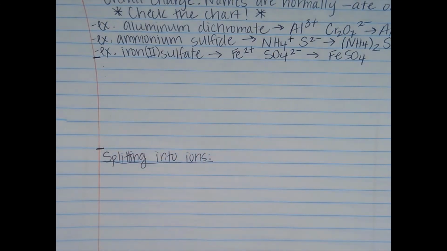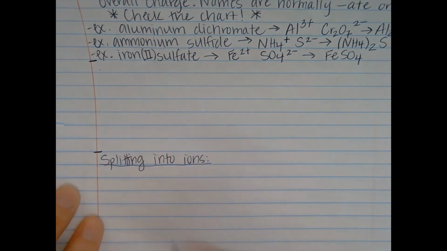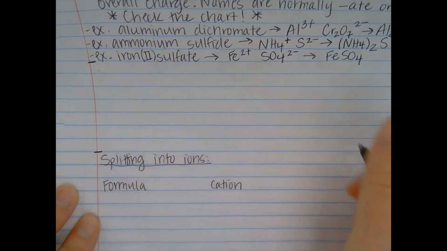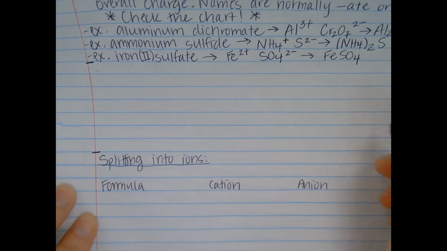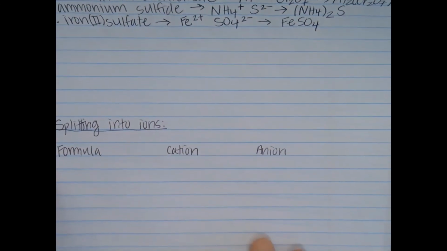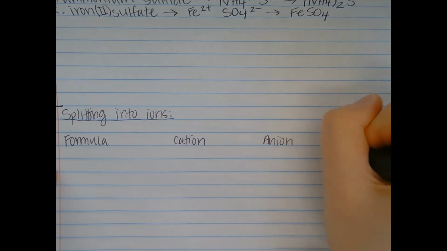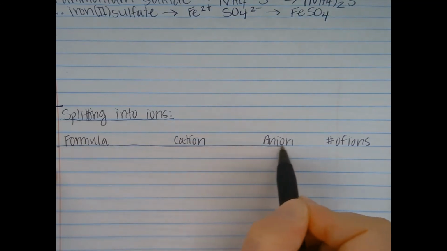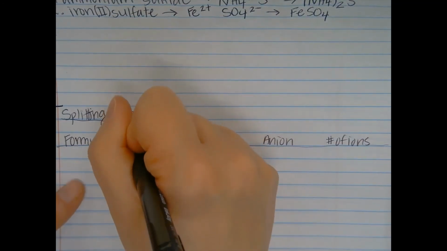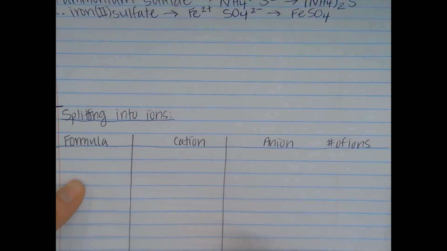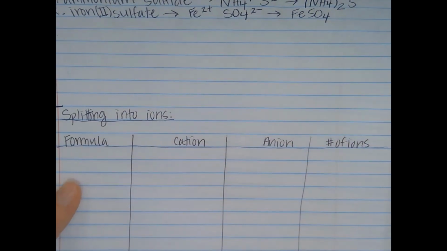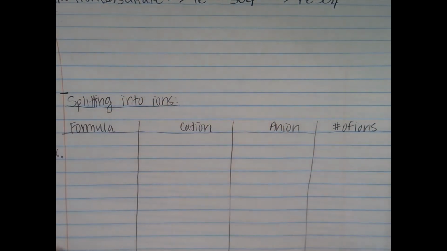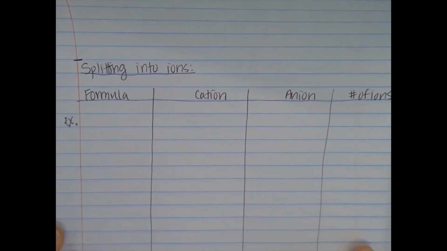And we're going to make like the same chart that we've made before. So formula, cation, anion, number of ions. Same way we've done this before. Ooh, a little crooked, so that's all right. So same chart that we've done before.